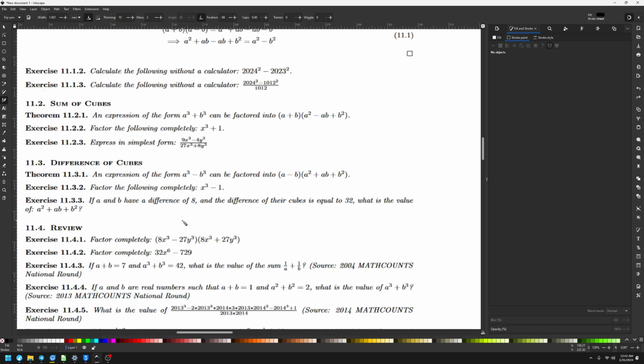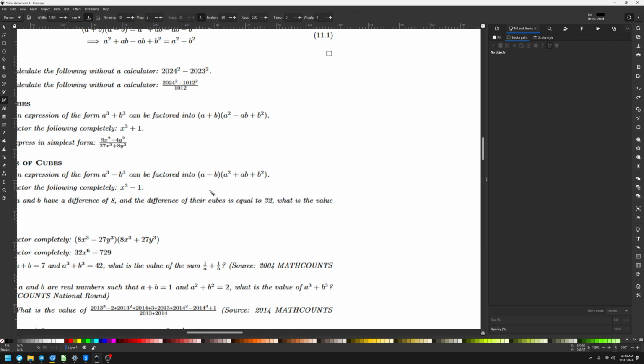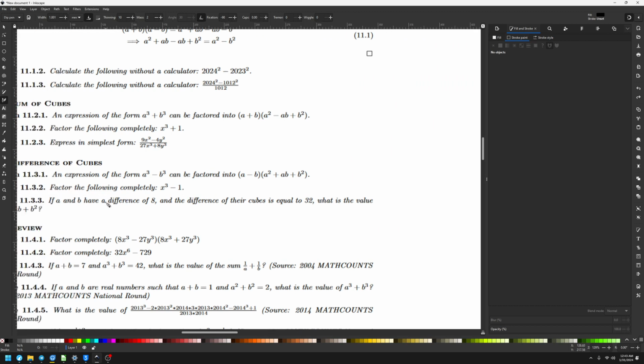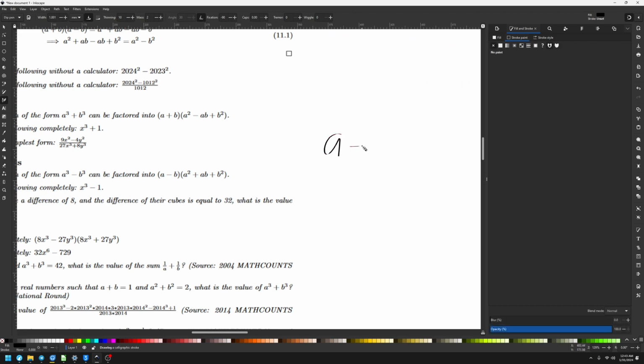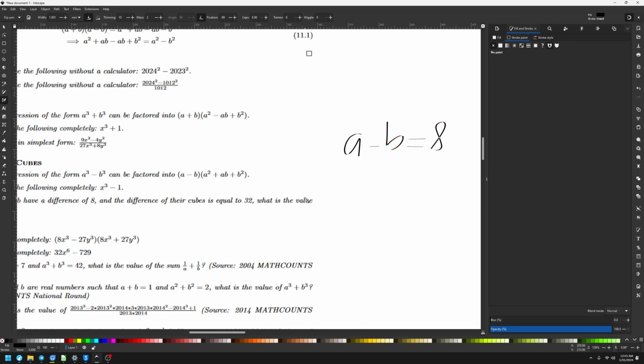Okay. If a and b have a difference of 8, and the difference of their cubes is equal to 32, what is the value of a squared plus ab plus b squared? Trying to manually compute those would be a mess, so we're going to use factorization. Let's write everything we got from this problem. So we have a minus b is equal to 8, and a cubed minus b cubed is equal to 32.